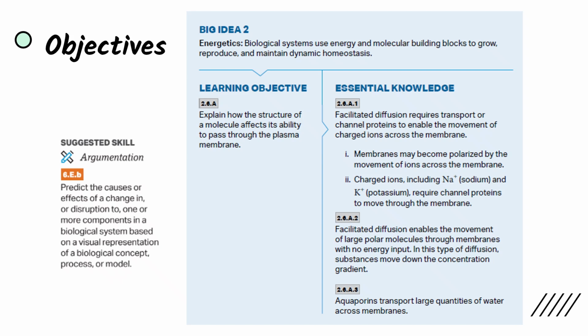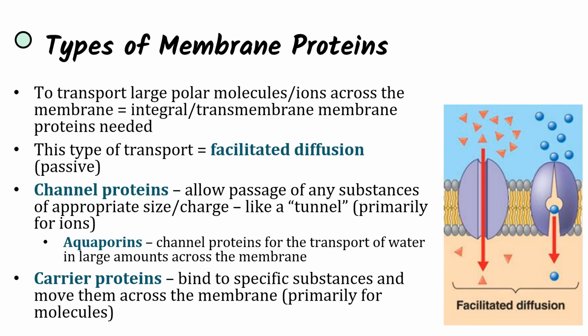And our suggested skill will be argumentation 6EB, predict the causes or effects of a change in or disruption to one or more components in the biological system based on a visual representation of a biological concept, process, or model. So if our membrane protein is removed, then what is going to happen to transport in and out of the cell?